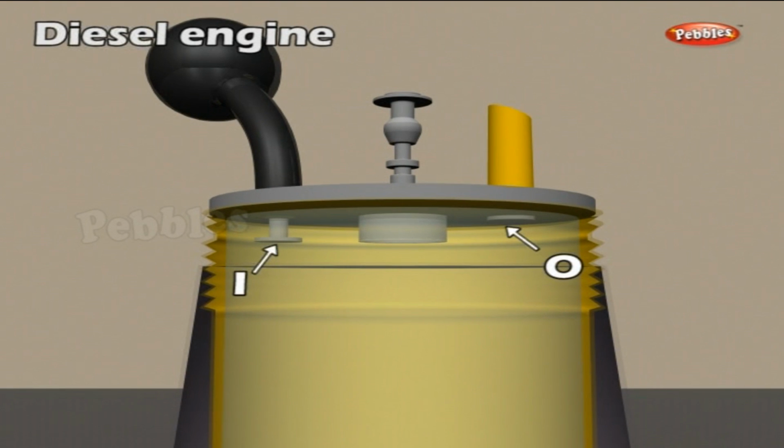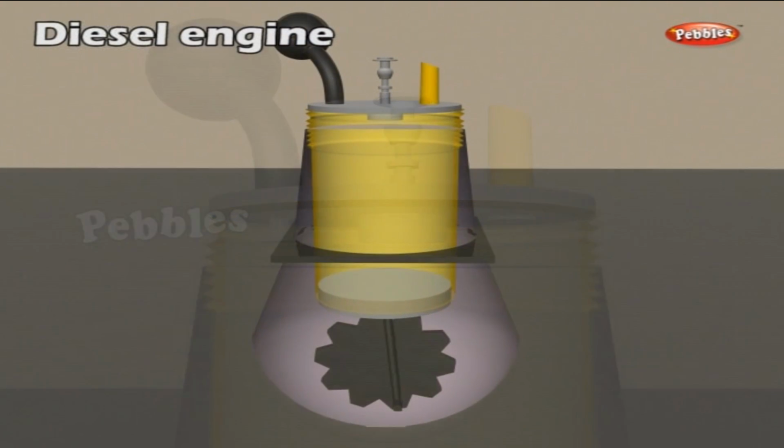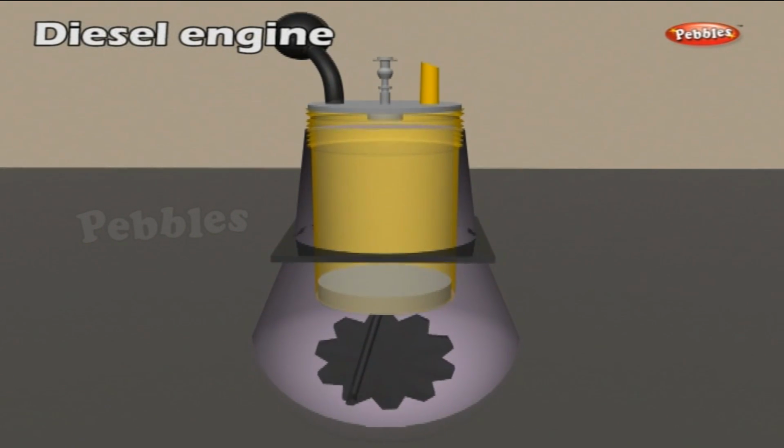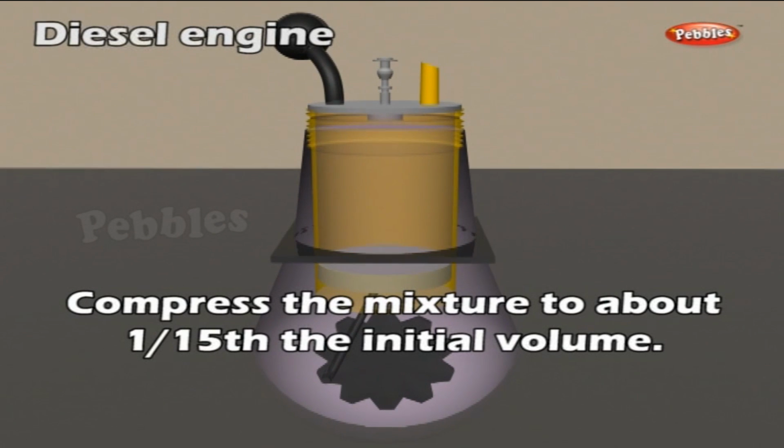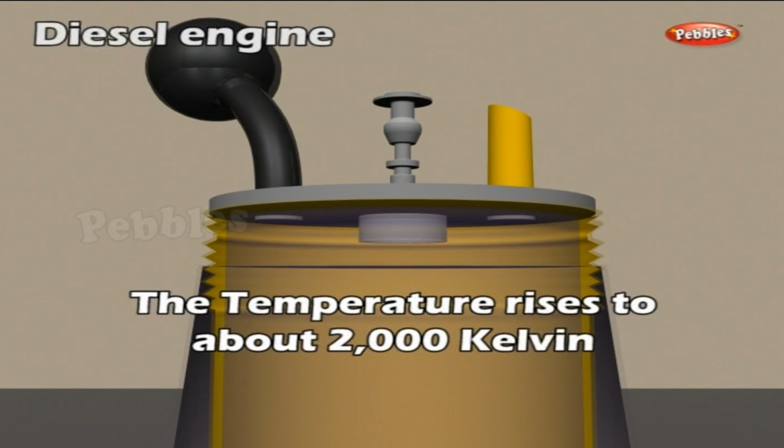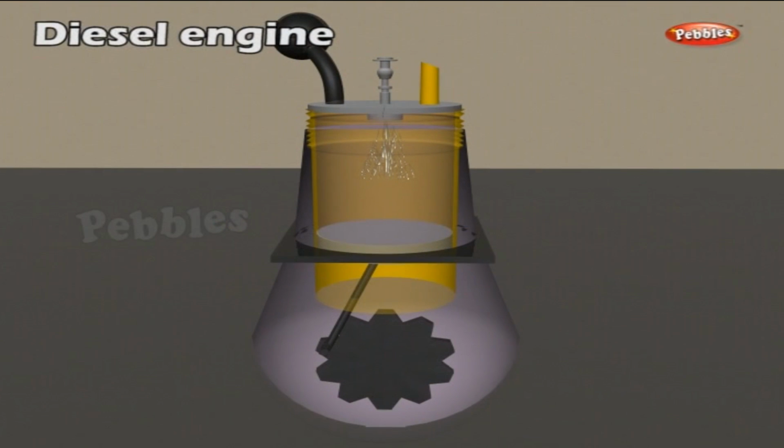Dry air is sucked in this stroke through the inlet valve. Outlet valve O is kept closed during this stroke. The piston moves back to suck air. Compression stroke. During this stroke, the piston moves inwards and compresses the air to about 1/15th of the initial volume. The temperature rises to about 2000 Kelvin due to huge compression.